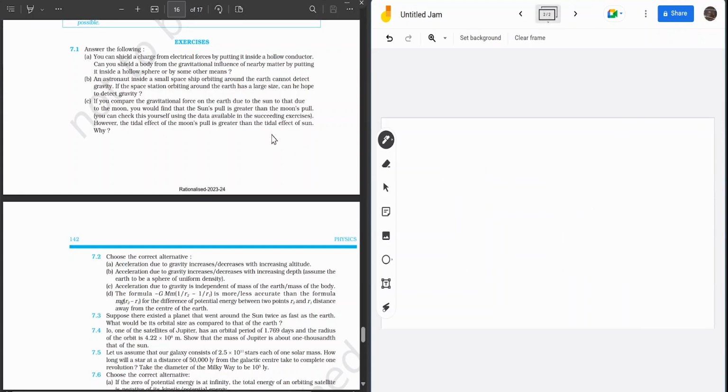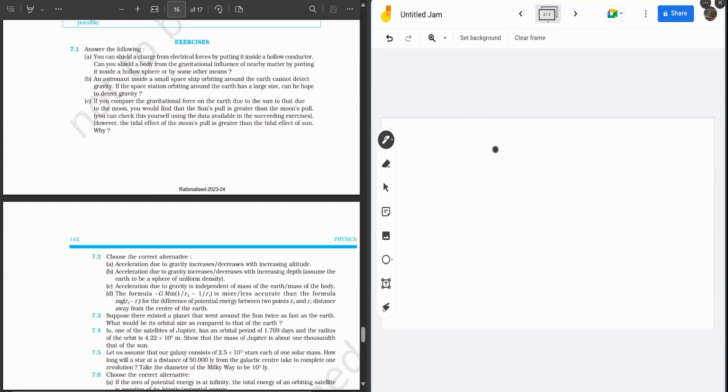Next, if you compare the gravitational force on the Earth due to the sun to that due to the moon, you would find that the sun's pull is greater than the moon's pull. Okay. However, the tidal effect of moon's pull is greater than the sun's tidal effect. Why?